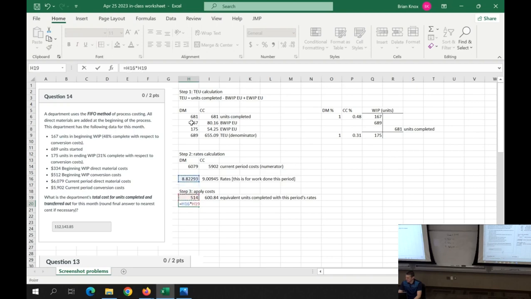All right, so we need to figure out what the cost is of these equivalent units completed with this period's rates by multiplying by this period's rates. I'm going to multiply DM equivalent units completed with this period's rates by the DM rate. Done. And we're going to multiply conversion costs equivalent units completed with this period's rates by the conversion cost rates. Okay?